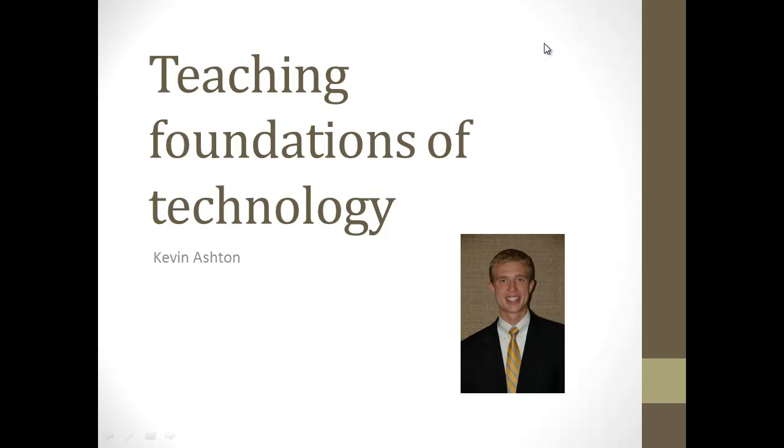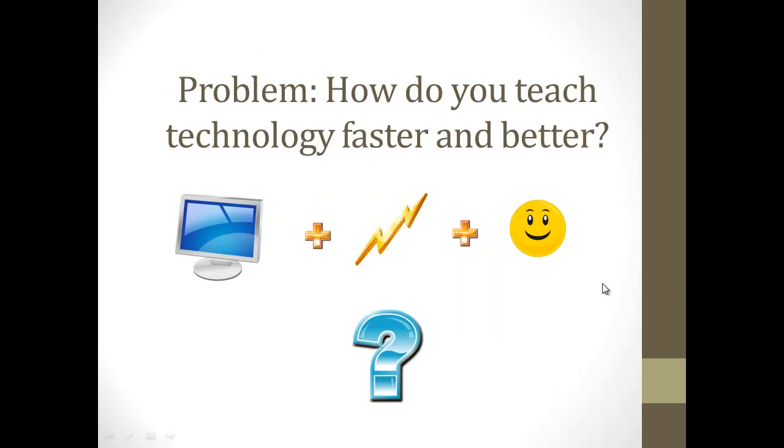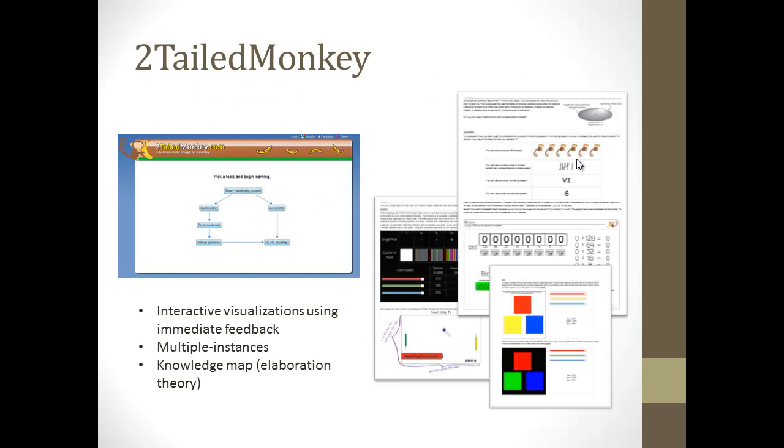In the next minute or two, I'm going to walk you through what I did for IP&T 760 class in my project this semester. So my name is Kevin Ashton, and the thing that I'm most fascinated by is how do you teach technology faster and better? So for this, over the summer, I built a resource called Two-Tailed Monkey, a little platform, a website with various visualizations with immediate feedback, lots of instances of different ideas, and this idea of a knowledge map as a navigational mechanism.